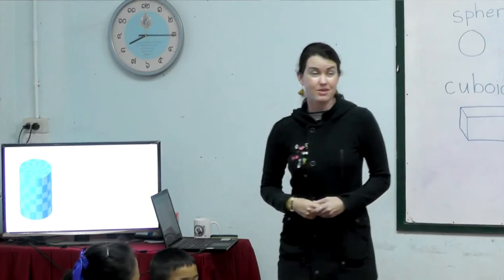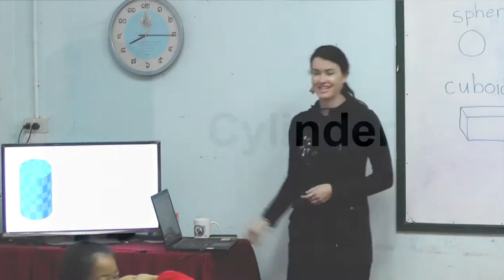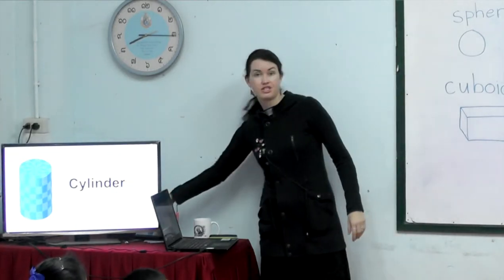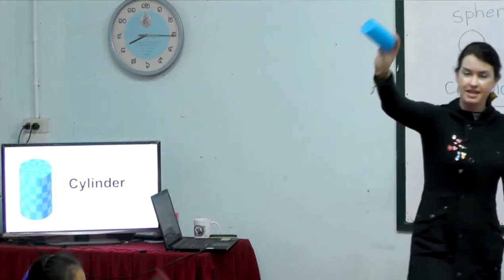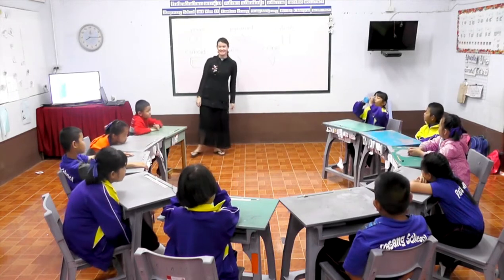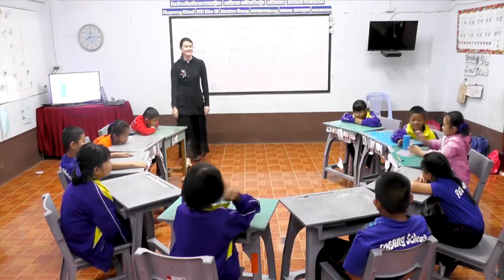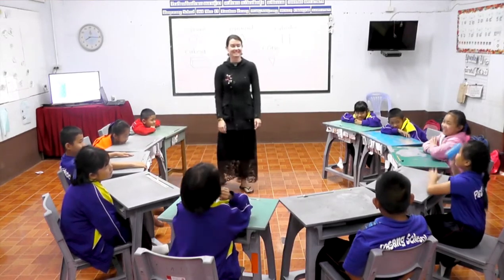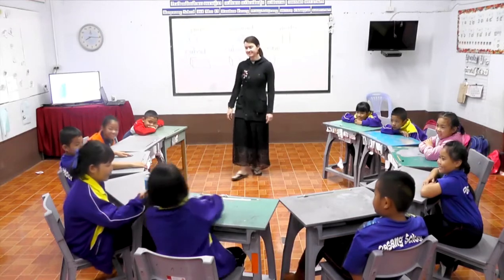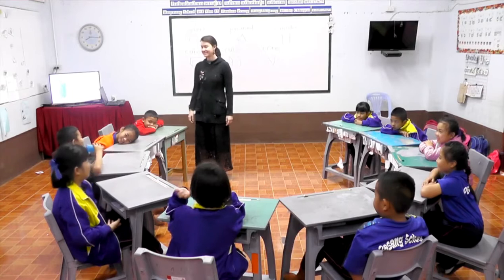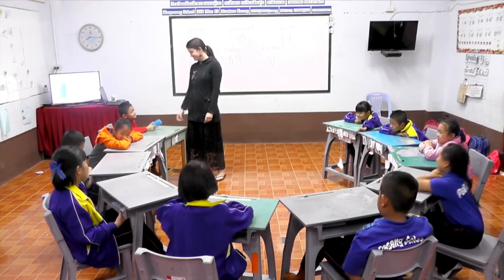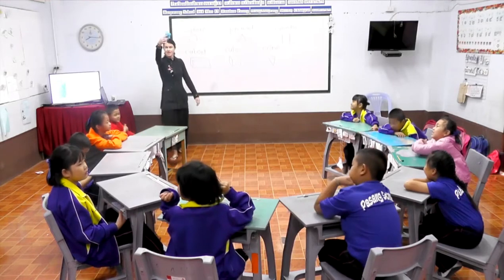It's like a cup. It's a tricky word. Ready? Cylinder. Cylinder. And we can think about a cup. It's kind of the same shape as a cup. Cylinder. Okay, let's start on this side. Good. Very nice. Very good. Cylinder. Good job, friends. Cylinder.